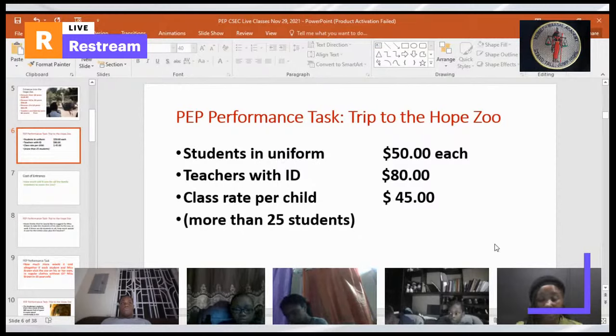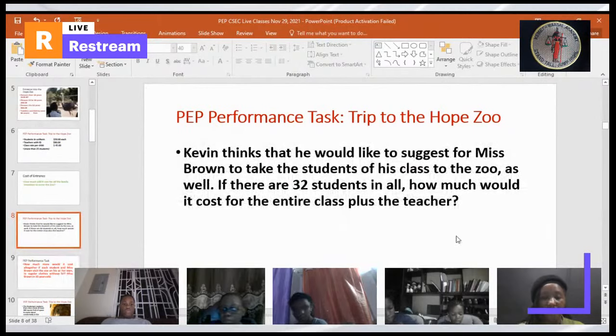So Kevin has gone to the zoo and he's just so amazed. He's saying, oh my God, my classmates would really enjoy a trip to the zoo. So I'm going to suggest to Miss Brown that we have a class trip. So how much would it cost for the entire class and Miss Brown? They're going as a class. Miss Brown will have her ID. She's going as their teacher. They're going in their uniform. How much would it cost? Miss, 330.